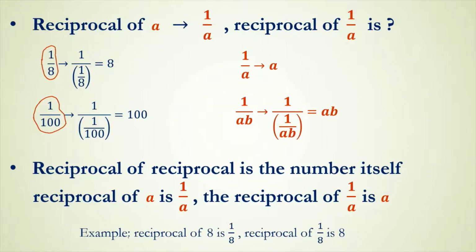So taking a real number as an example, the reciprocal of the number 8 is 1 over 8. We know that from previously. And now applying the reciprocal a second time on 1 over 8, the reciprocal of 1 over 8 is the number 8. So we started with 8, applied the reciprocal once, twice, and we get the number 8 itself back again.